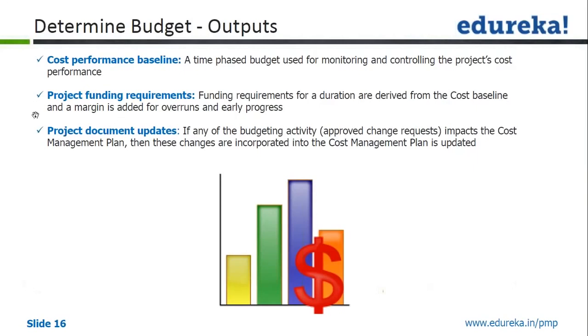Another output is project funding requirements. These are funding requirements from step to step, that is, when you are releasing what kind of funds towards the project. The funding requirement for a duration is derived from the cost baseline, which is the S curve, and a margin is added for overruns and early progress, etc. Project document updates: if any approved change requests for budgeting activity impact the cost management plan, then these changes are incorporated into cost management.